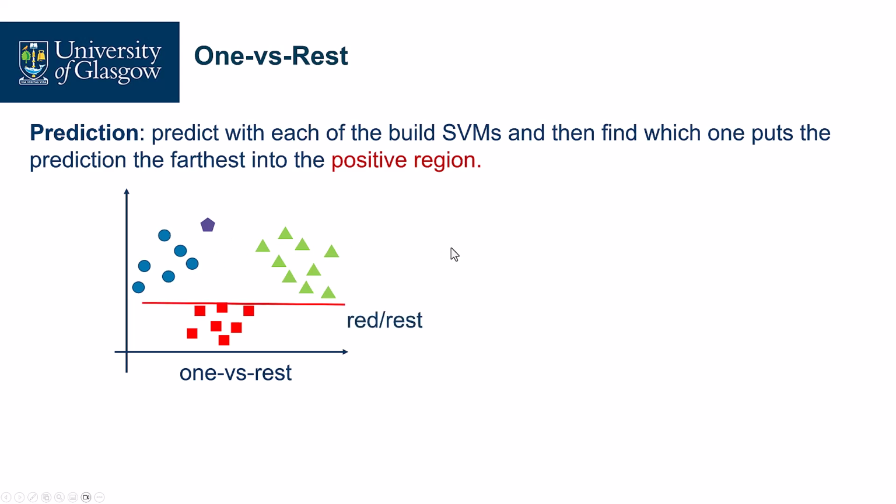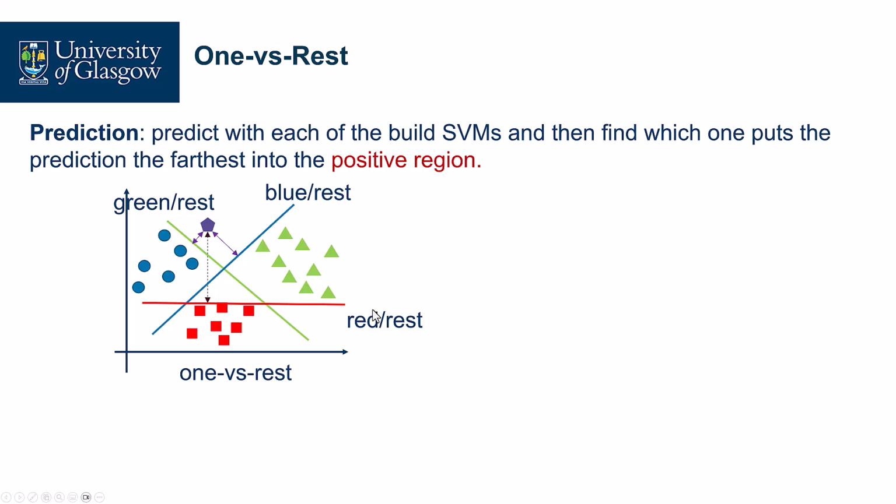Then I can have the red rest, the green rest, and the blue rest, 3 SVMs. Then we will compare the distance. First of all, we use, which one? The green rest, right? We can see this point is in the positive region of the green rest, right? And this is the distance to the boundary. Then we consider the blue rest SVM. This point is also in the positive region, and the distance to the boundary is here.